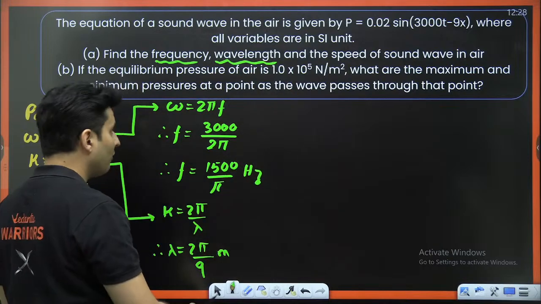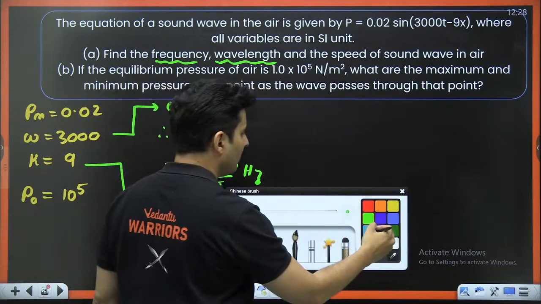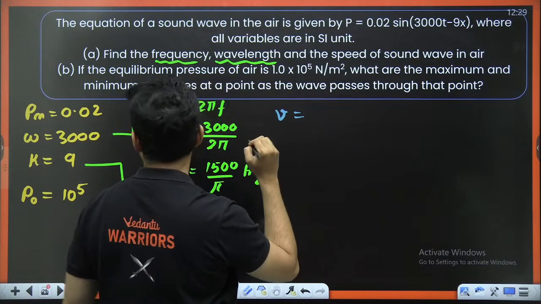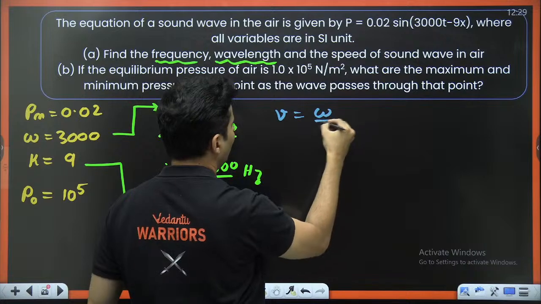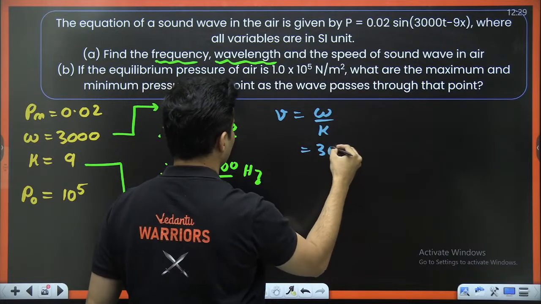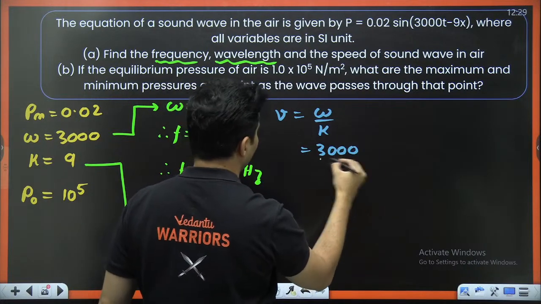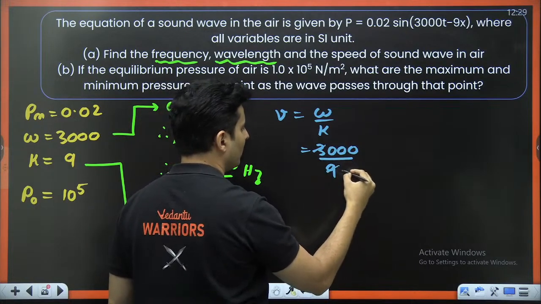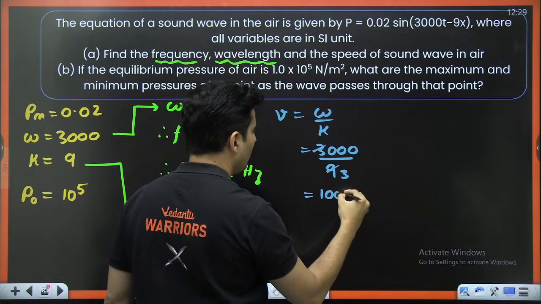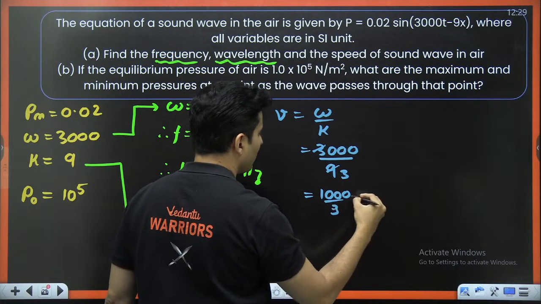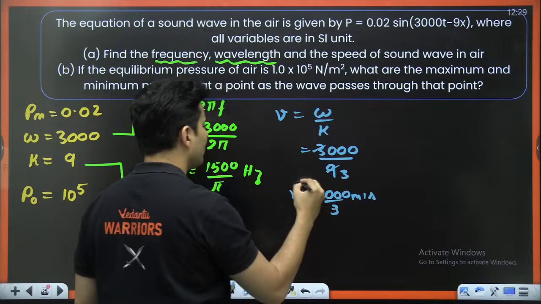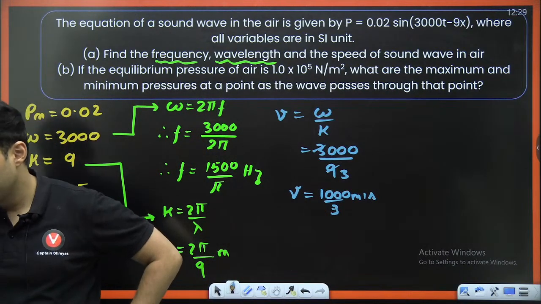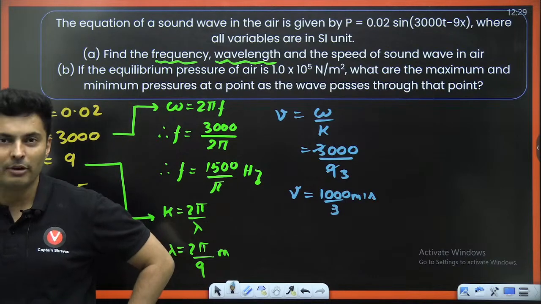Cool. Now what about wave speed? For the term wave speed, we can just do one thing. I know omega, I know K. So just divide omega with K. Omega is basically 3000, divided by 9. 3 goes 1 times and this will go 3 times. So this will become 1000 by 3 meters per second. That is your wave speed. Is that clear, my dear warriors? Till this point? Very good.